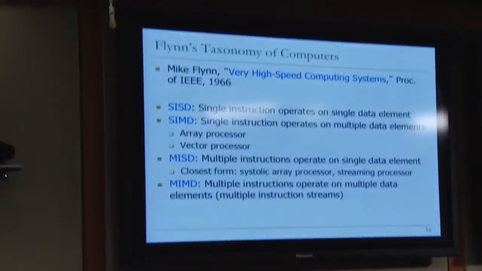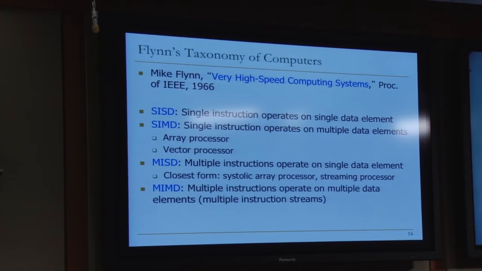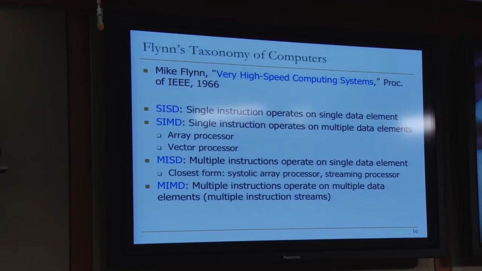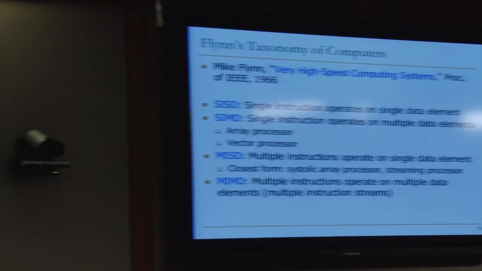And the last one is multiple instructions operating on multiple data. Basically, you have multiple instruction streams in this case. Today's multiple processors or multi-threaded processors operating on different instruction streams are the best example. And we will see all kinds of processors in this course. So far, we've been looking at SISD. Now we'll look at SIMD. Okay? Let's take a look at it.